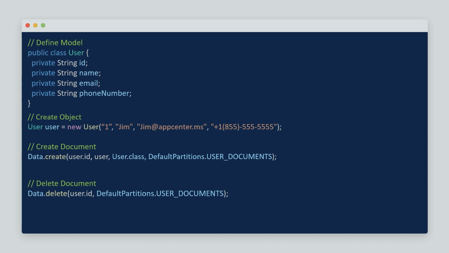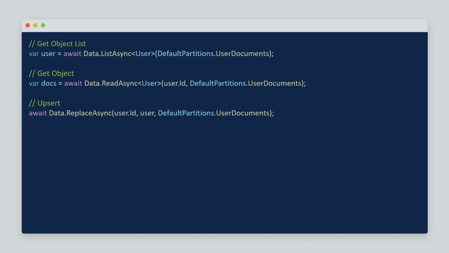So here are some methods that you have. You create your data model, new it up, and then there's a create method and a delete method, passing in the IDs of what you want, and then the partitions here are the user documents as opposed to public. And then there's a list async to get them all back, a read for a single document, and then a replace, which is like an upsert or an update.